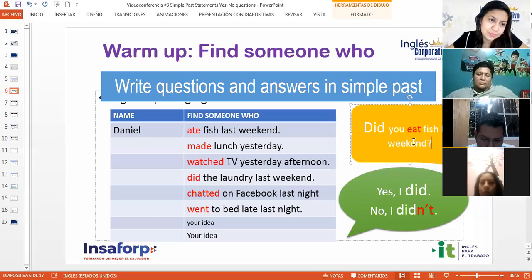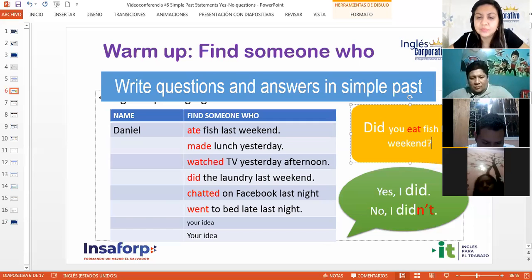Ok, teacher. Muy bien. ¿Todos tienen la presentación en su celular? Perdón, sorry. Teacher, made en el presente, ¿cuál es? Make.